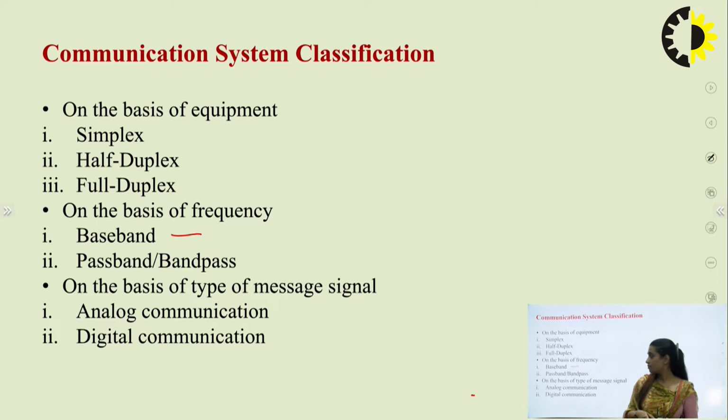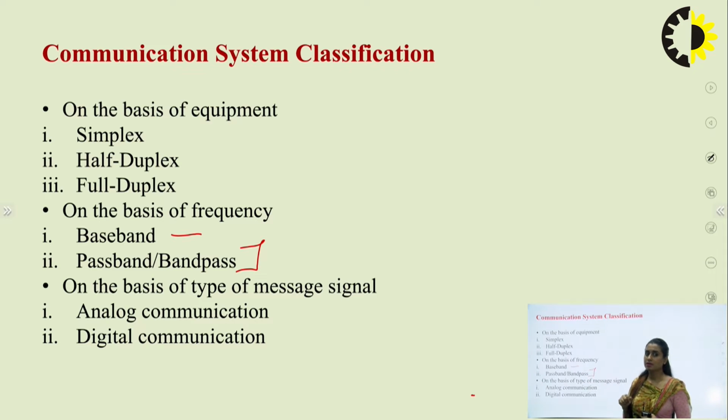What is passband or bandpass communication? In bandpass or passband communication, the signal is made to travel after applying modulation, that is frequency shifting. That is, a low frequency signal is shifted to a high frequency level and then it is communicated. So on the basis of frequency, we can classify it as baseband and passband.